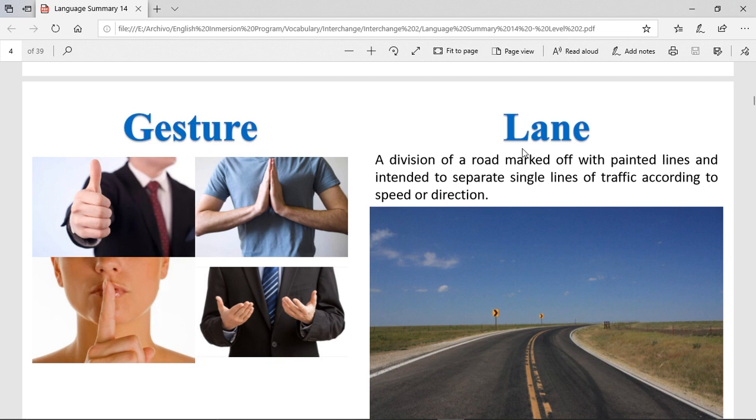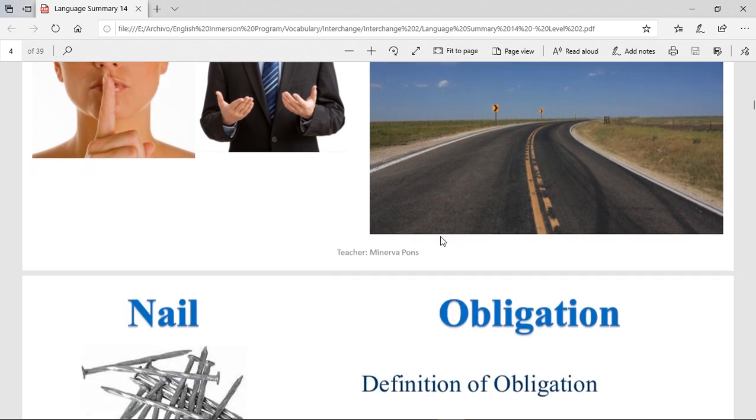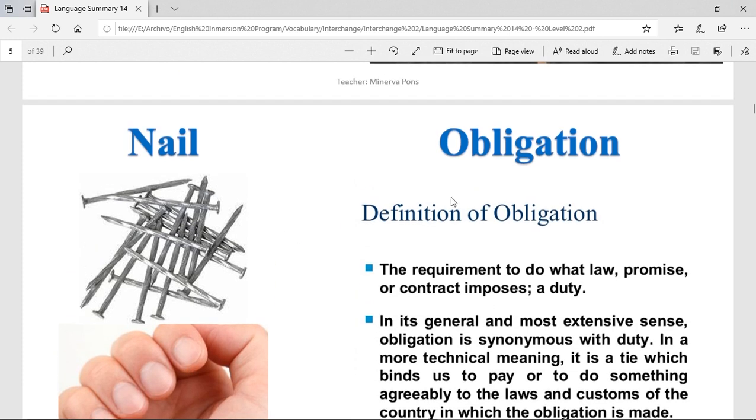We have lane. It's a division of a road marked off with painted lines and intended to separate single lines of traffic according to speed or direction. These are lanes. For example, this is a lane and this is a lane. We drive cars on the lanes. We have nails. Nail has two different meanings. Nails are this, you use them to put things on the wall, or these are your nails. It's the same word for both of them.